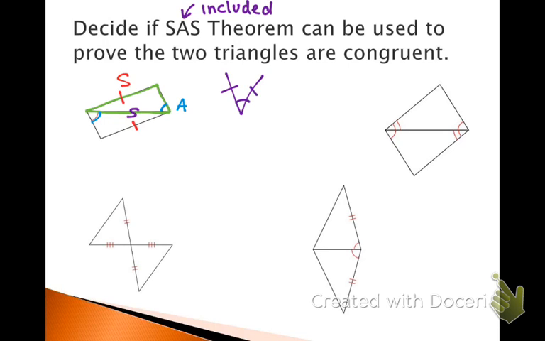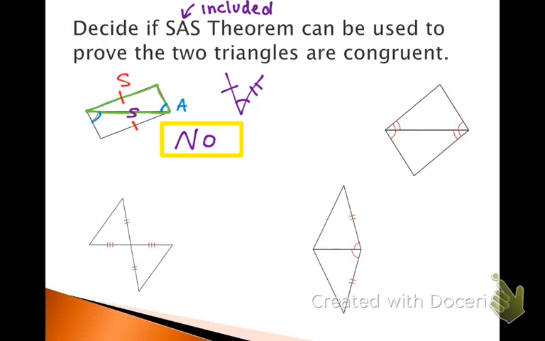Side angle side. Listen, Alana. Side angle side. You got it. Apparently, the angle has to be between the two sides. So this one would be no. The angle would have to be over here.